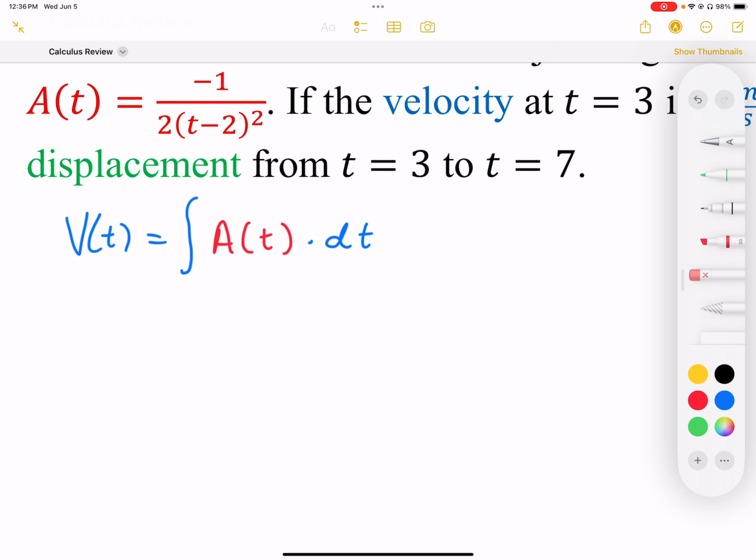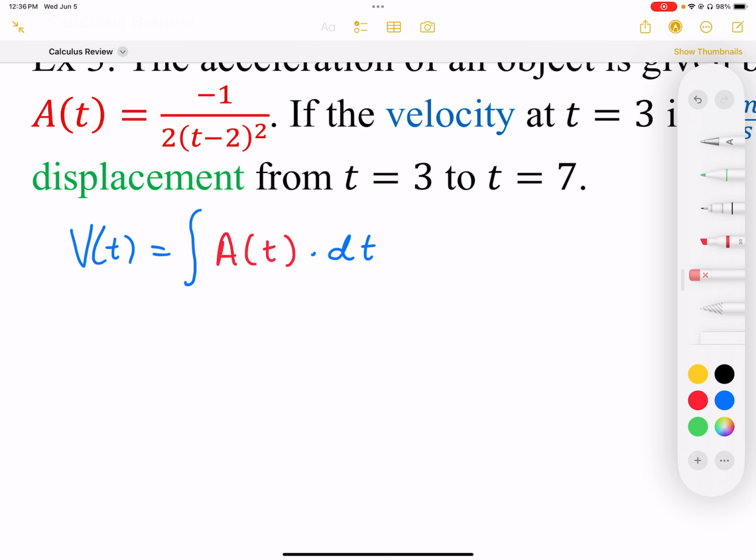So I'm going to integrate the acceleration function to get the velocity function. When I integrate this, I'm going to have v of t. I'm going to plug in the actual expression. The integral of, I'm going to put the negative 1/2 on the outside. And this becomes 1 over t minus 2 squared. Okay, so that is a power rule problem.